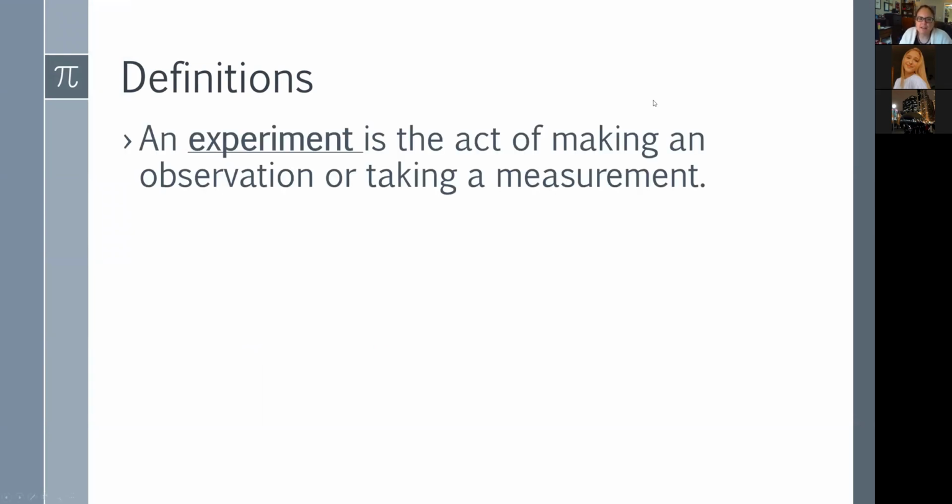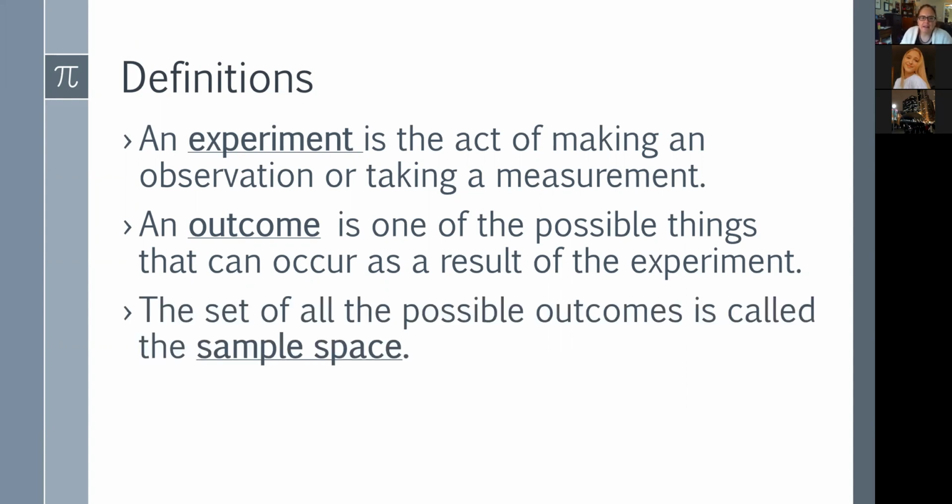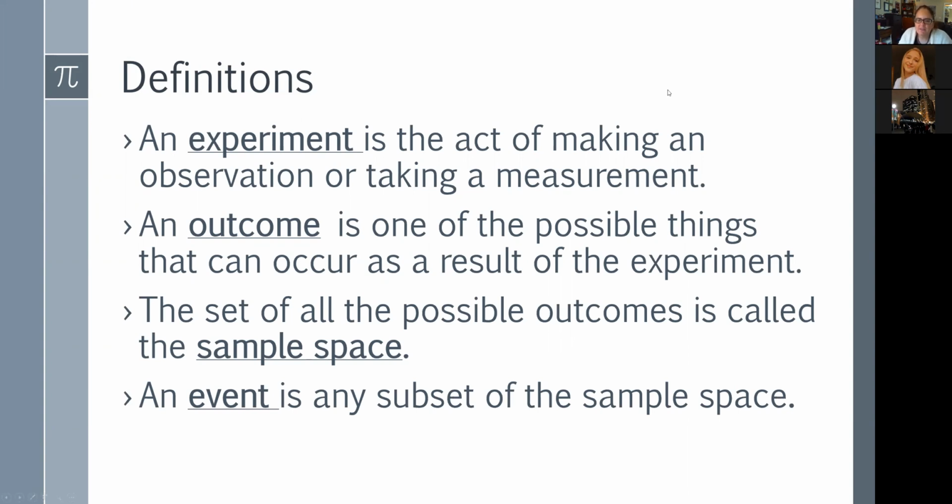An experiment in this section about probability is the act of making an observation or taking a measurement. And an outcome is one of the possible things that can occur as a result of the experiment. So if your experiment is flipping a coin, then the outcome, you could get heads or you could get tails. And the set of all possible outcomes is called the sample space. And an event is a subset of that sample space.